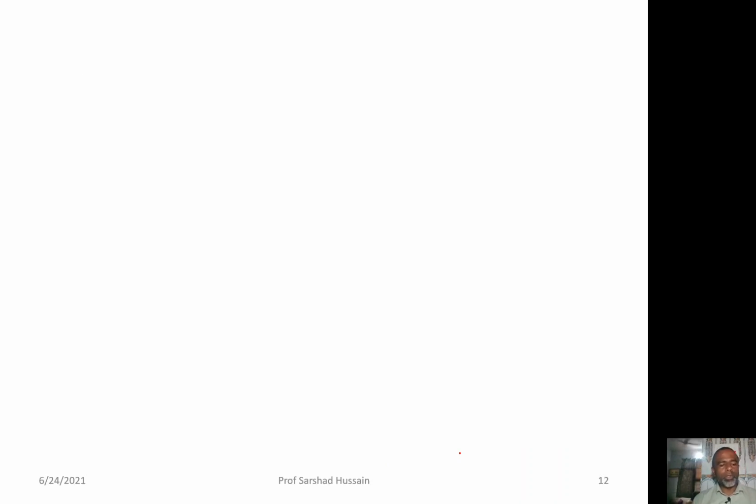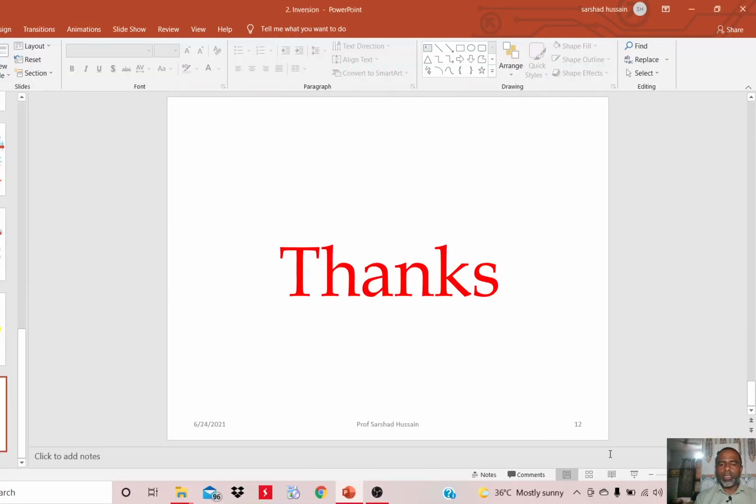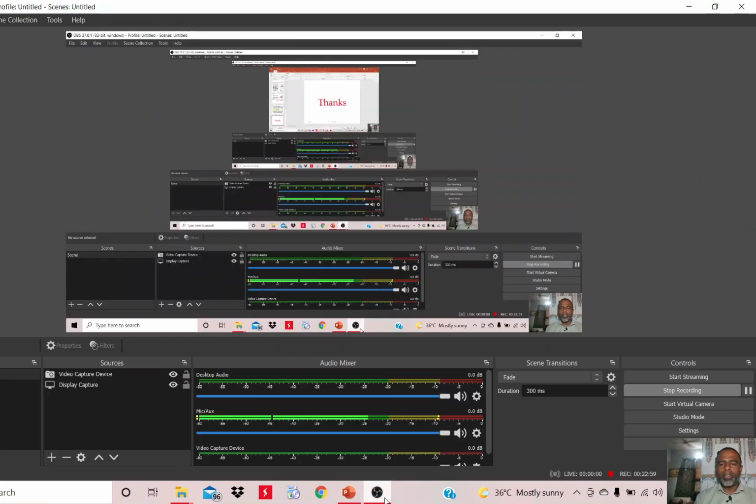So, this is all about inversion, one of the chromosomal aberrations that leads to a change in the sequence of the genes. So, you can say it is a structural chromosome change.